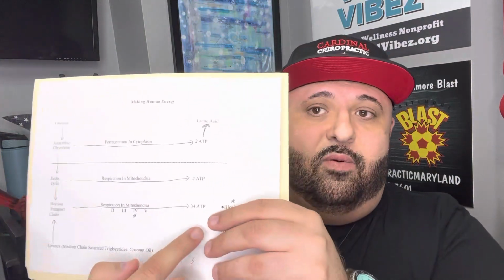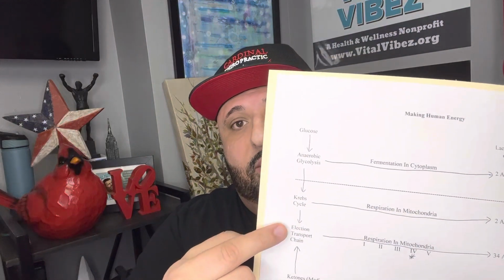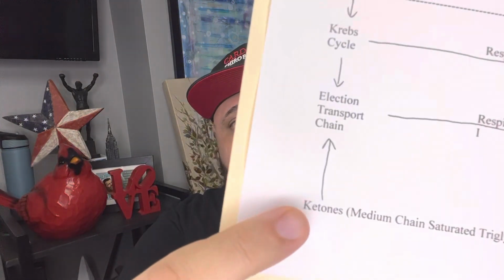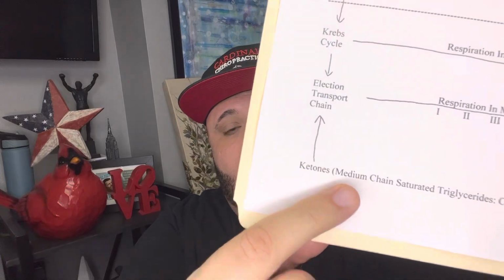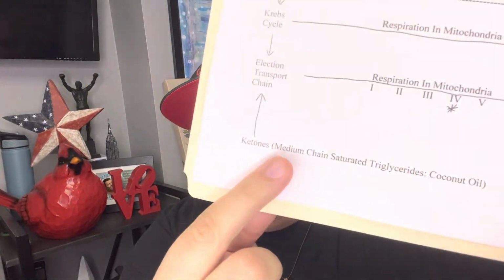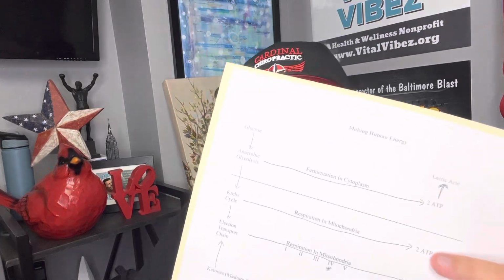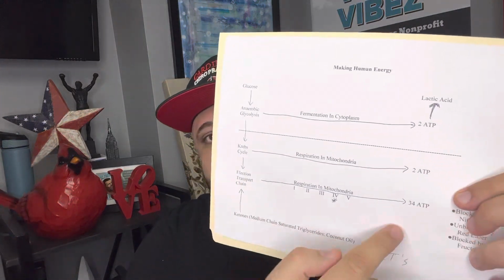Now there's one more way to get to this chain without going through the traditional glucose, which is ketones. The ketones come from medium chain saturated triglycerides, for example coconut oil. These are your MCTs, your medium chain triglyceride oils. They take you right to the electron transport chain and they give you the 34 ATP.